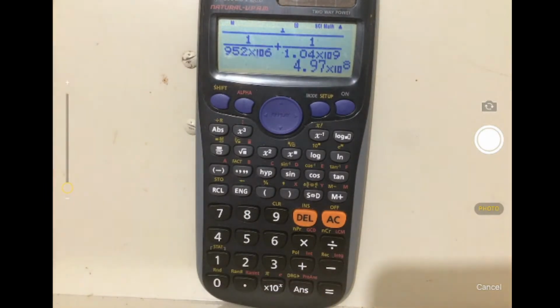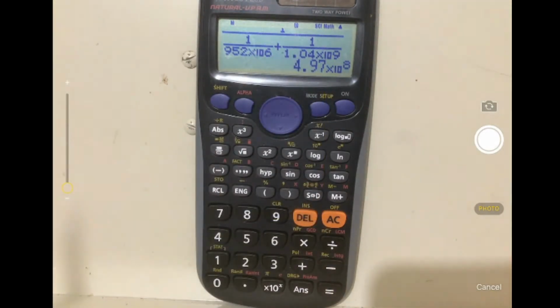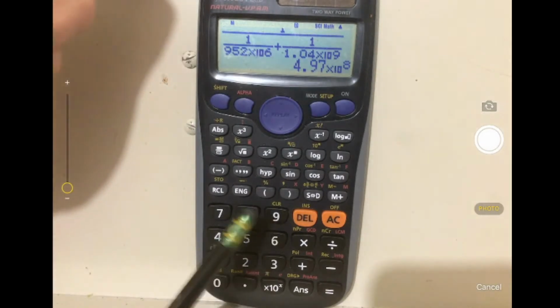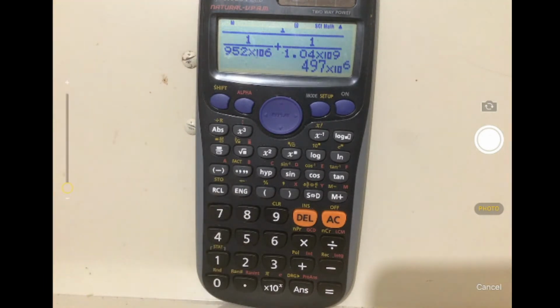And notice it's giving us an answer in scientific notation. It's got number dot number, and then it says times 10 to the 8th. And you go, oh, I didn't want an 8. I wanted a 3, 6, 9, 12 or something. Well, here comes your engineering button. Engineering button to the rescue. Hit it once, just once. And it says 497 times 10 to the 6th.